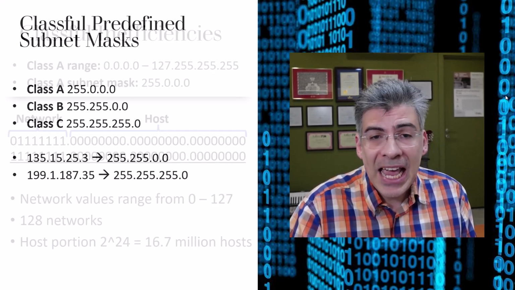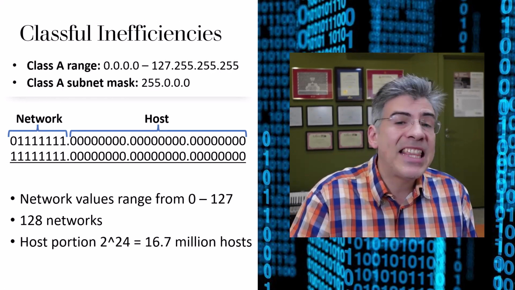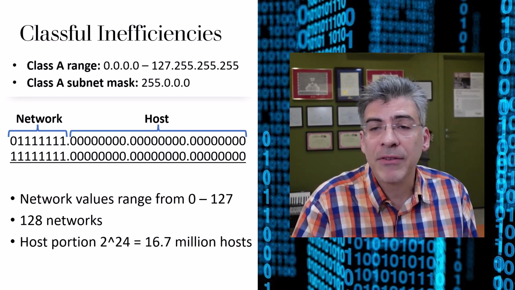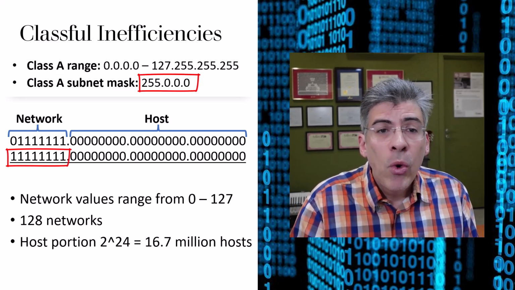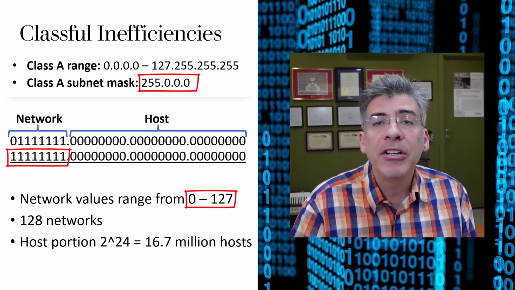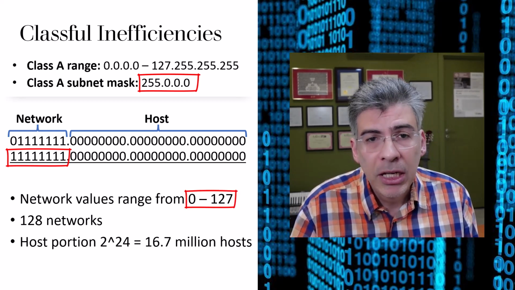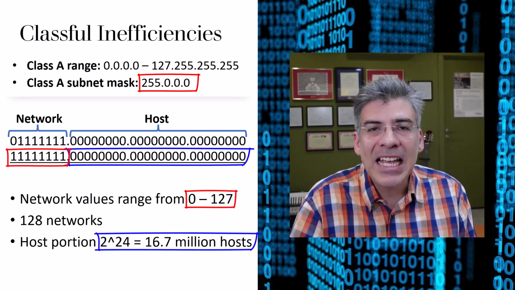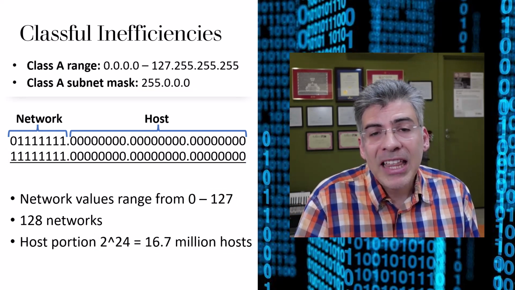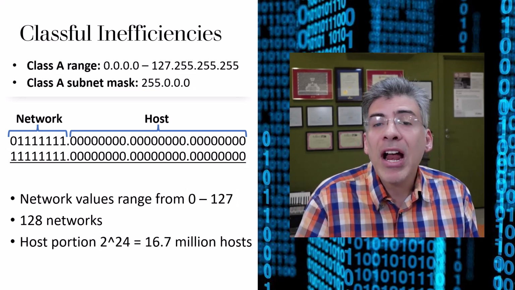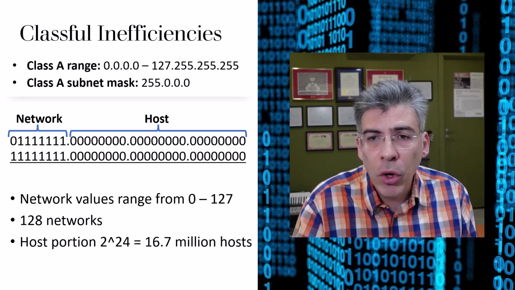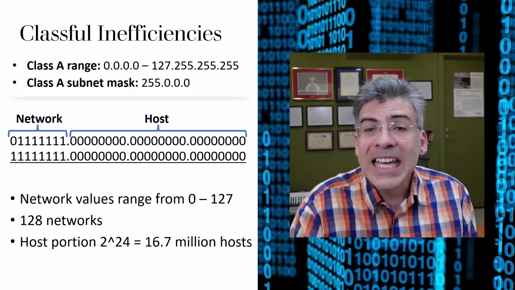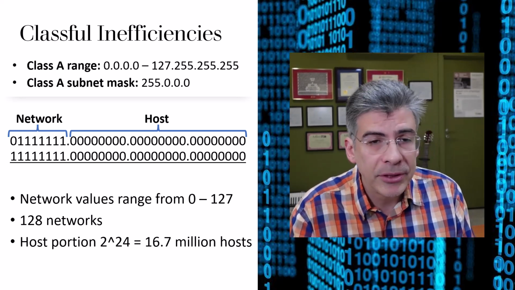Now, someone may say, and they would say this correctly, isn't this inefficient? Of course. Class A addresses with a subnet mask of 255.0.0.0 will only allow us to have 128 networks in the whole world. And each network will have 16 million hosts. That doesn't make sense. Well, remember that in the early 80s, there were at most several hundred hosts in total on the internet of the time, so efficiency was not really a concern. Ease of implementation was more important.